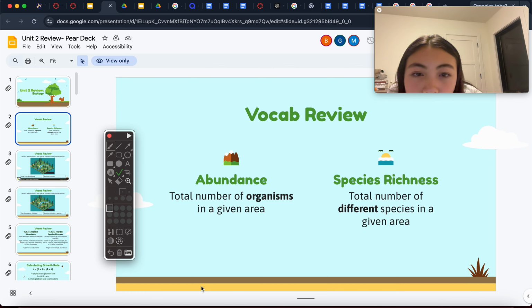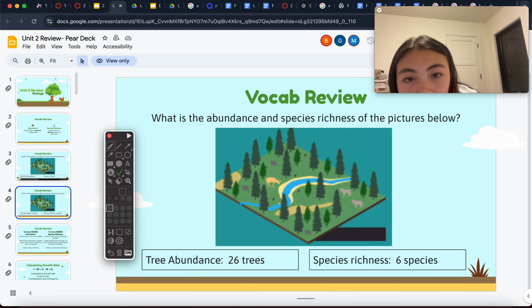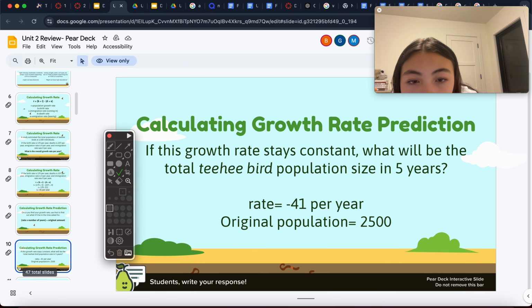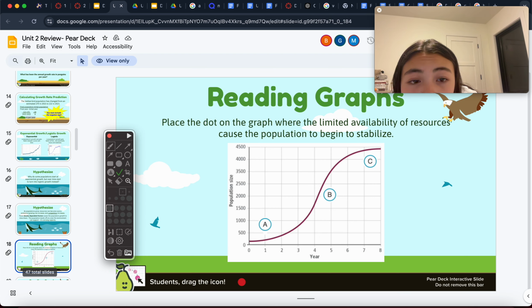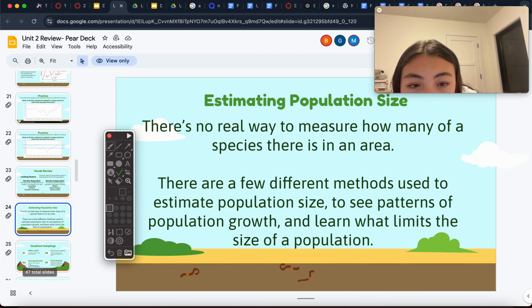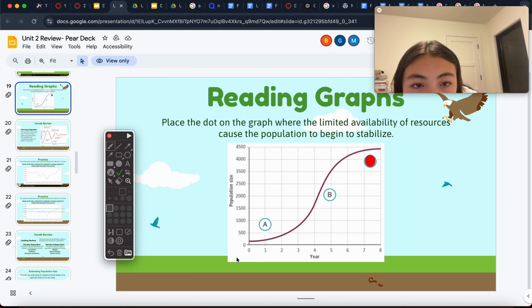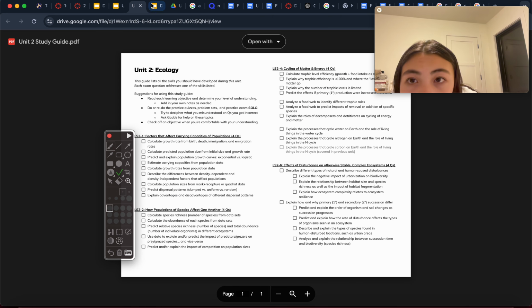Okay, so vocab, abundance, speech. Know that, know that, know that, know that, no, no, no, no, no, know that. We know that, we know that, we know that, we know that. Okay. Boon stabilize here. Okay, I see.